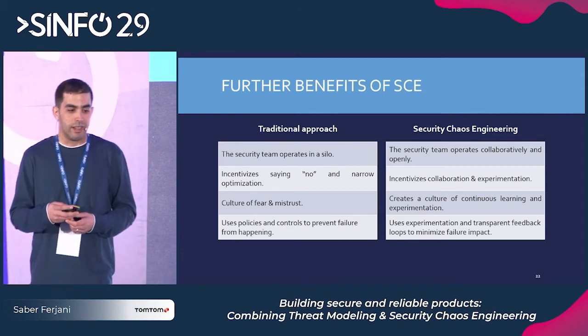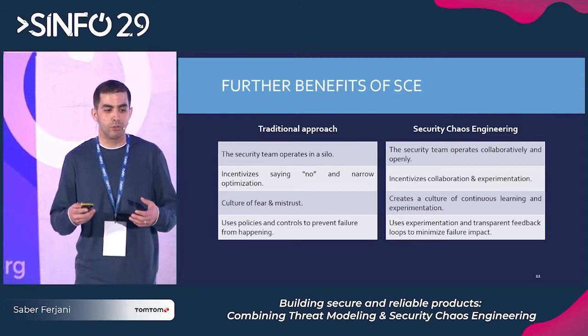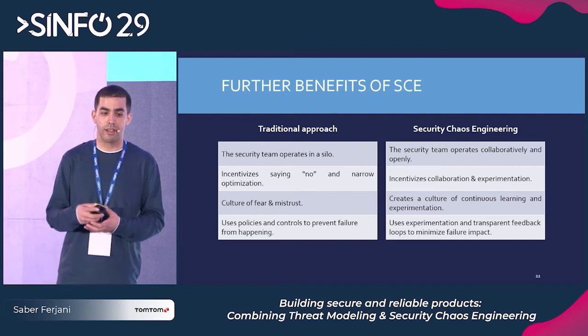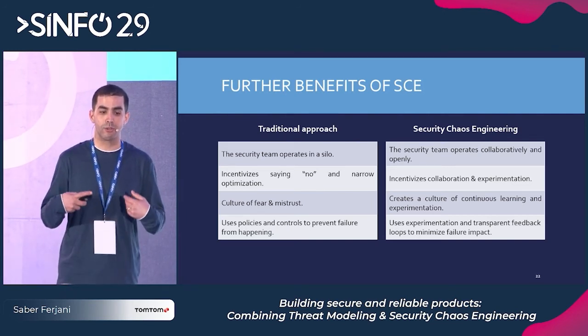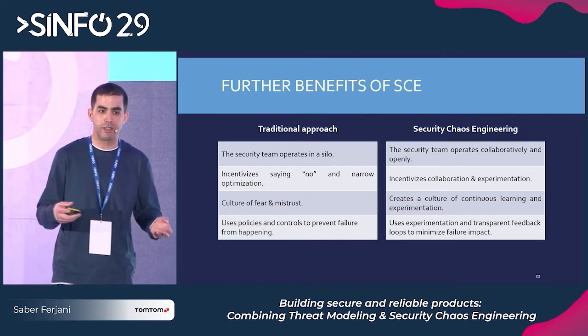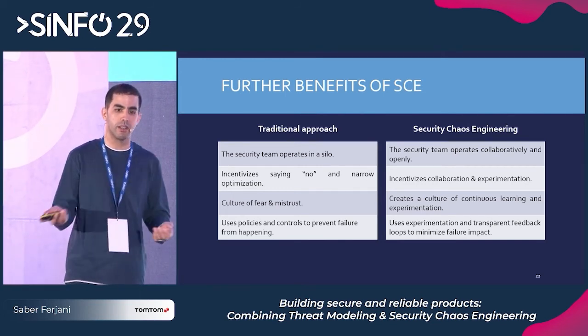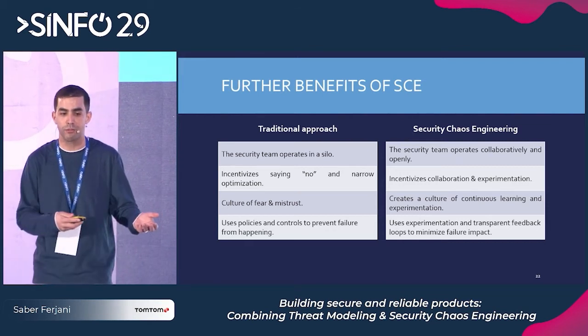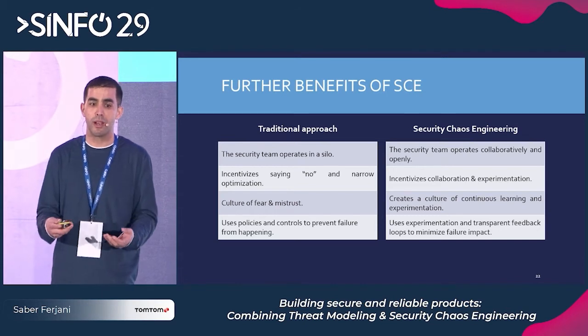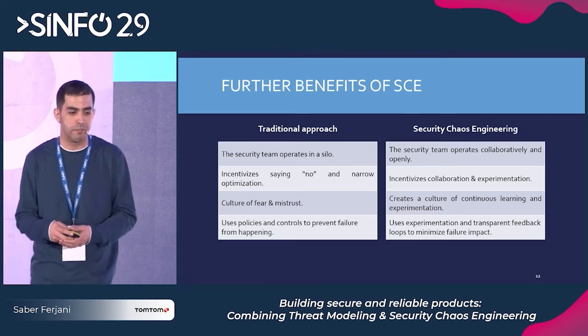And yeah, as I mentioned, we try to avoid the culture of fear and mistrust. That's why in security chaos engineering, we try to create a culture of continuous learning. We all learn. We just don't have to learn simply by reading a book or watching a video, but we learn by doing the experiment, and we see what we have. We understand our own system.